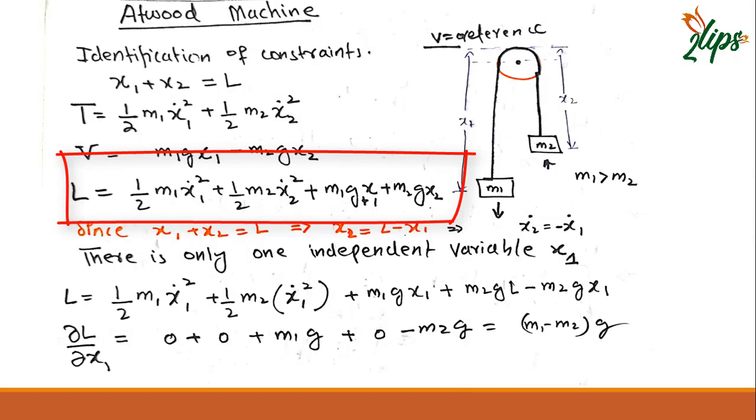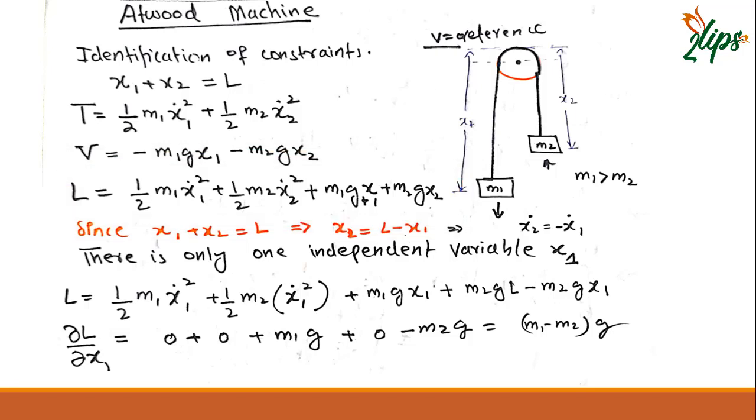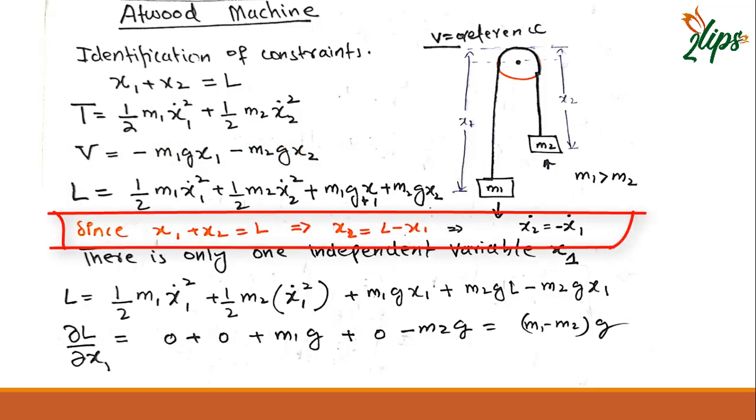But now we have a constraint, and this constraint is that x1 plus x2 is equal to L, meaning that the length of the string is constant. If so, then I can express one coordinate in terms of the other. I can express x2 in terms of x1, or x1 in terms of x2. Both ways are true. So I can express x2 equal to L minus x1, so x2 dot will be minus x1 dot.